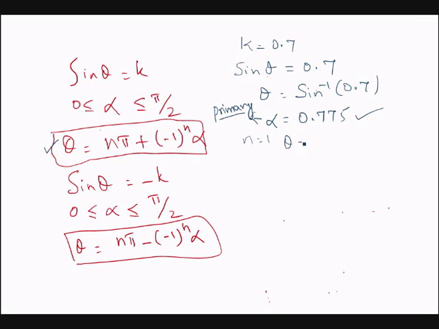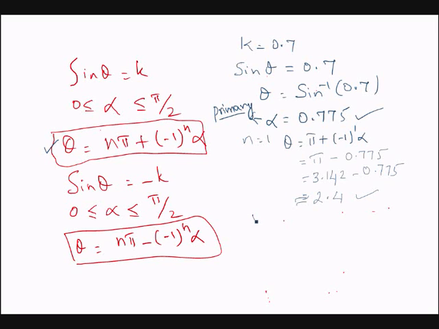I get theta is equal to pi plus negative 1 power 1 alpha, which is pi minus 0.775. Pi value should be taken as 3.142 approximately, and this minus 0.775 gives you an approximate value of 2.4. This is an approximation. So this is the second angle for which sin theta is equal to 0.7.